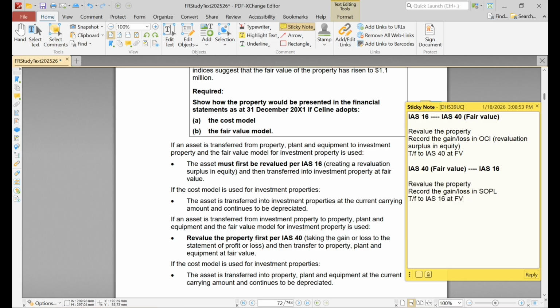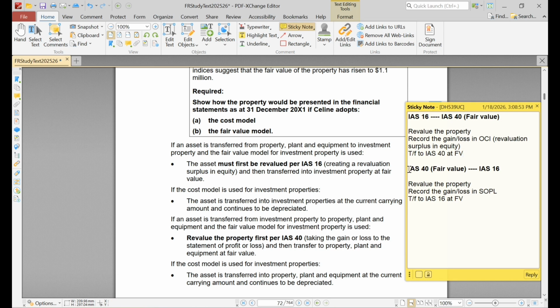Alright, so if you're transferring from PPE to investment property, and the fair value model is used for the investment property, then first revalue the property and record the gain or loss in OCI, because currently it is property, plant and equipment, and any gain or loss on property, plant and equipment is recorded in OCI. So that's why you will record it in OCI and then transfer it to investment property at fair value.